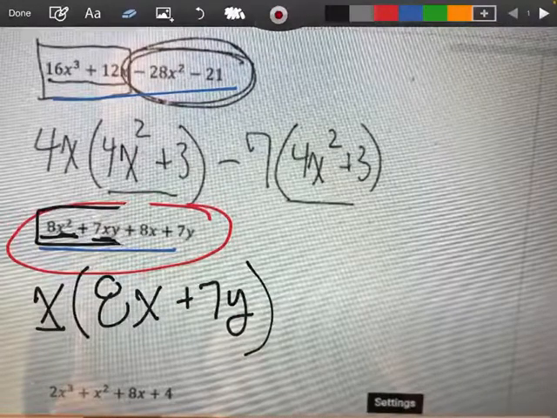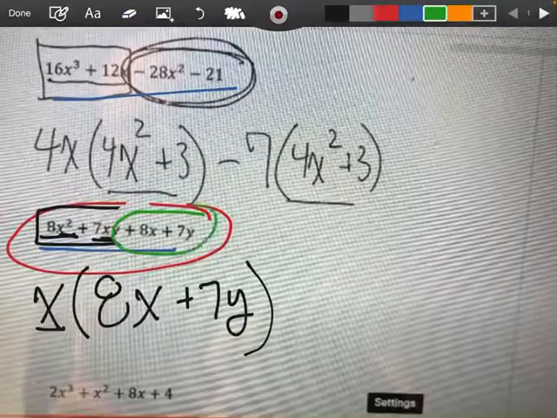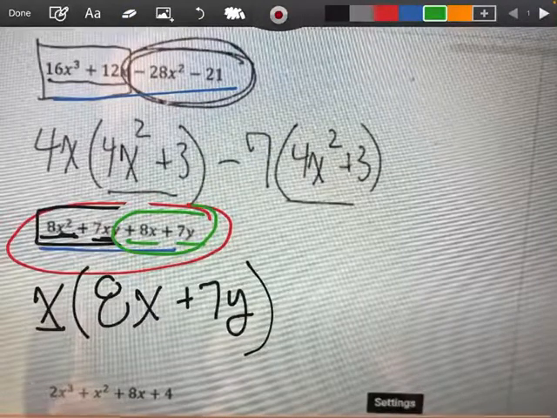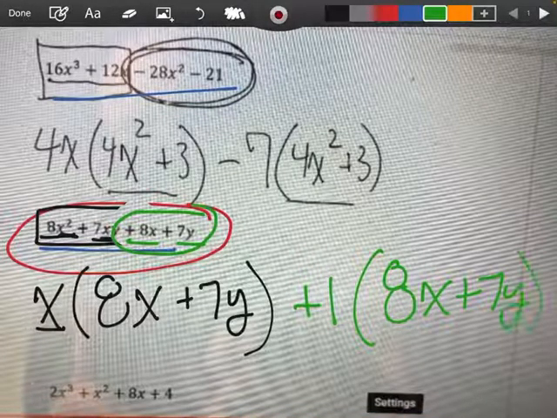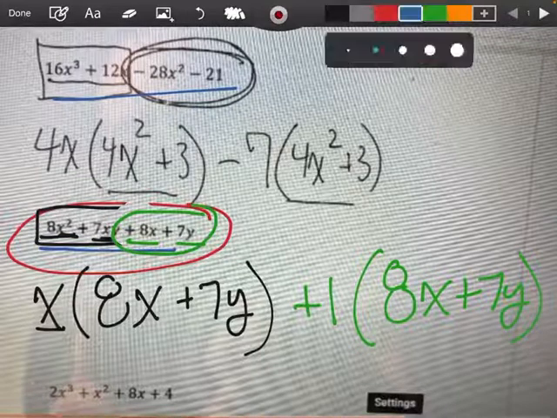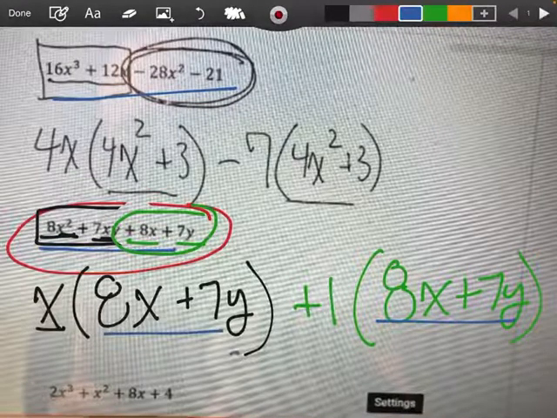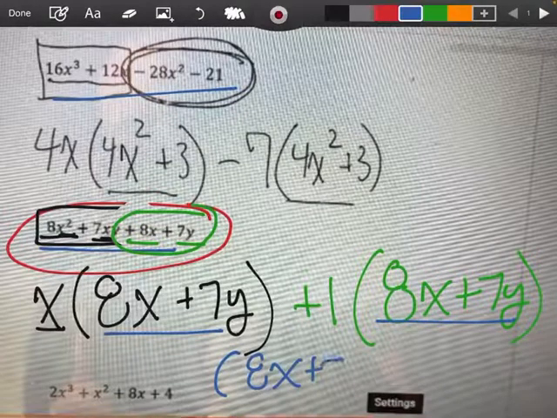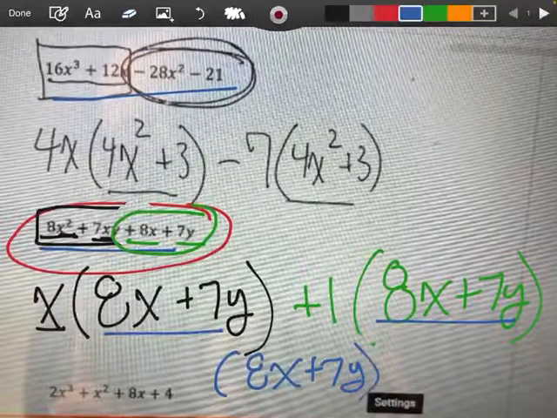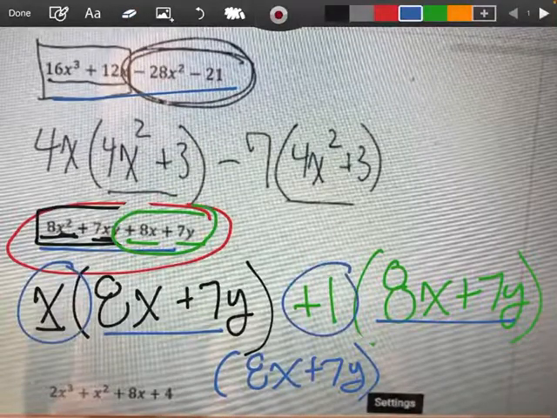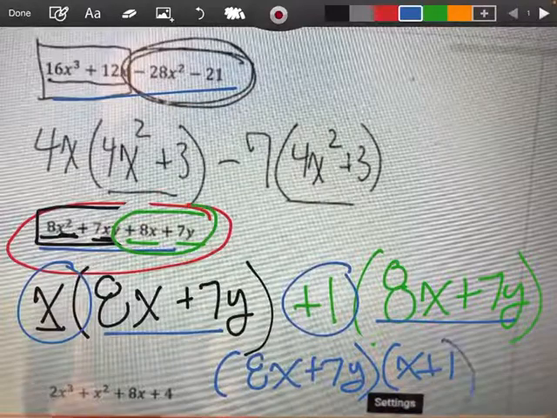Now, I'm going to group these two pieces right here. If you notice, between 8x and 7y, I don't have any letters. And the only number that I can really factor out of there, y'all, is a 1. When I factor out a 1, nothing really changes, okay? But I want you to notice this piece here and this piece here are the same. So I have an 8x and a positive 7y. Oops. Positive 7y. And then my other factor is the x plus 1, okay? So I hope this helps.